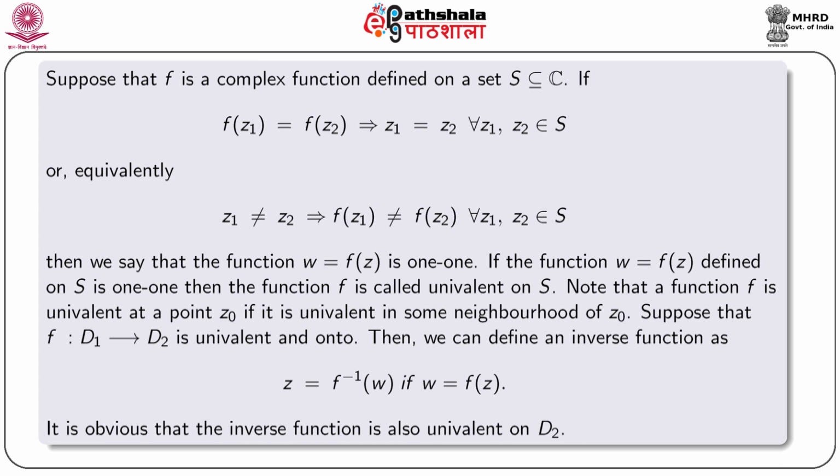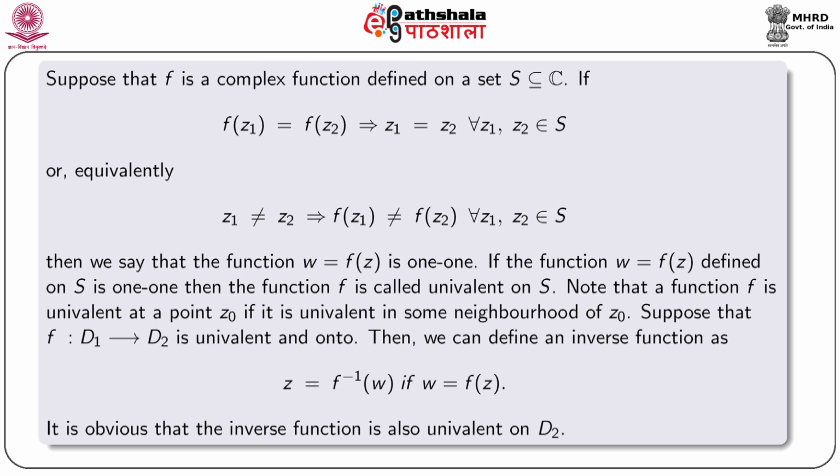Suppose that f is a complex function defined on a set S, which is a subset of C. If f of z1 equal to f of z2 implies z1 equal to z2 for all z1, z2 belonging to S, or equivalently we can write z1 not equal to z2 implies f of z1 not equal to f of z2 for all z1, z2 belonging to S, then we say that the function w equal to f of z is one-one.